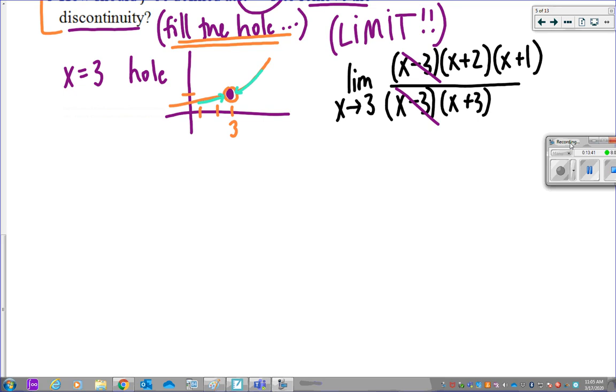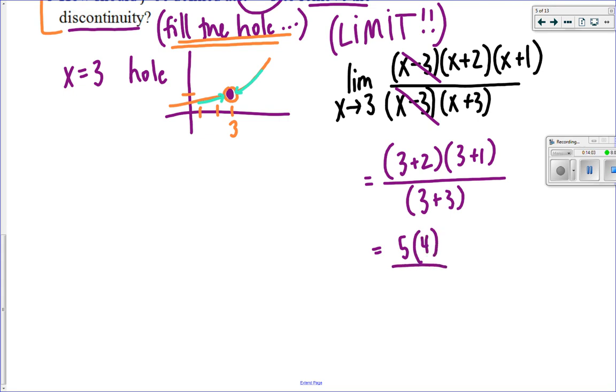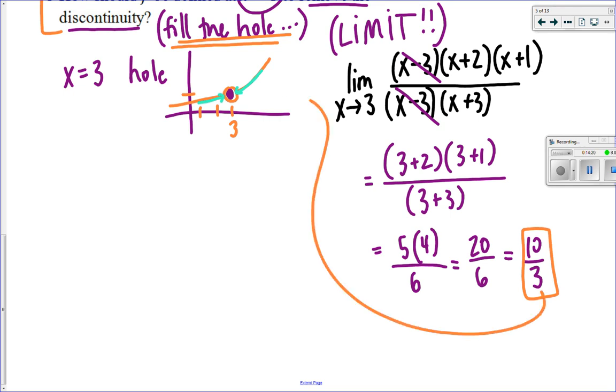I can then plug in 3. So I have 3 plus 2 over 3 plus 1, or excuse me, times 3 plus 1 over 3 plus 3. So I actually have 3 plus 2 is 5, 3 plus 1 is 4, all over 3 plus 3 is 6, or I have 20 over 6, or I guess it's exactly 10/3. So what I am saying is, if I plug in 10/3 as this y value, I will plug that hole.